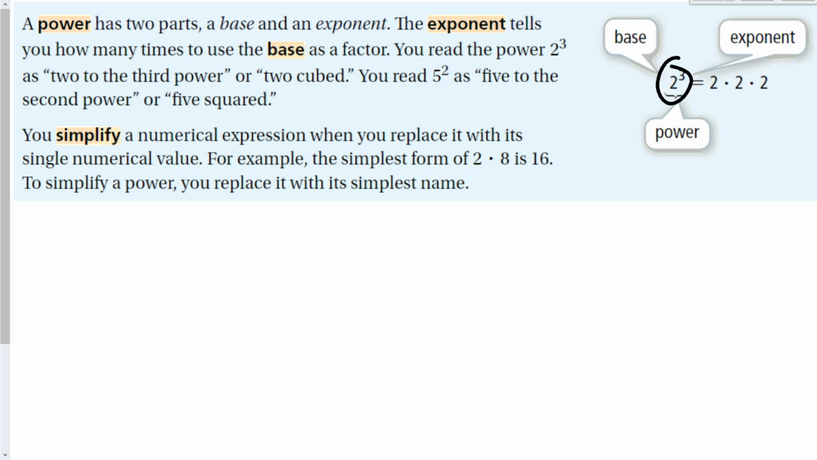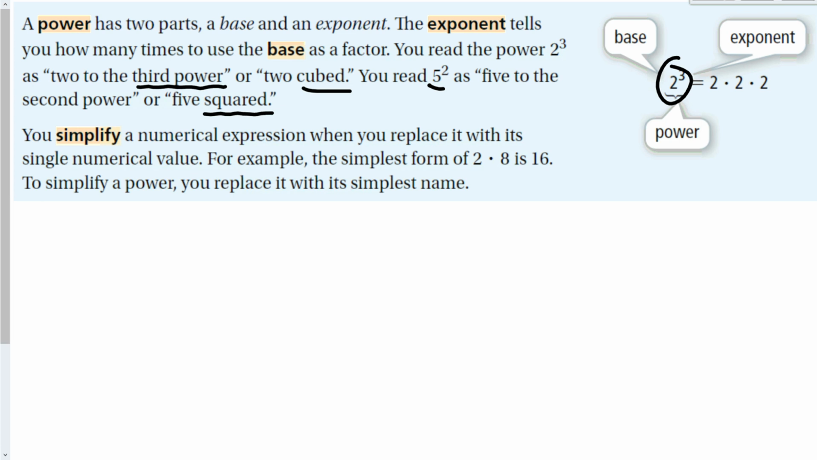So we read that expression right there as the power 2 to the third, or more commonly, 2 to the third power, or even better, 2 cubed. So cubed is just a shortcut of writing third power, just like we read that term as 5 to the second power, or the shortcut of saying second power is squared.